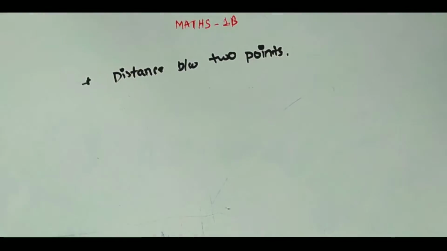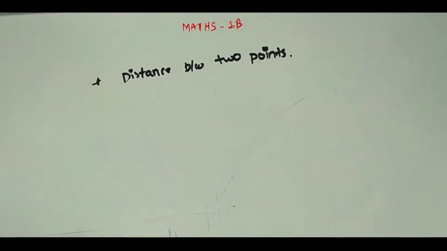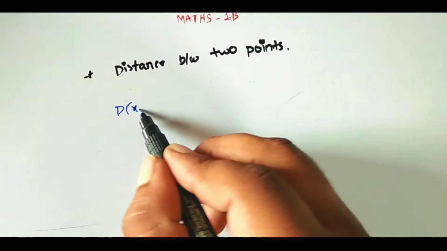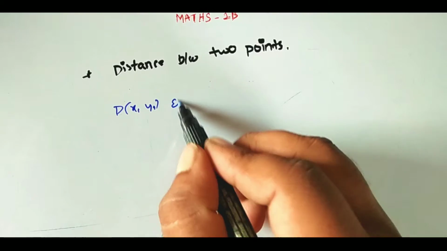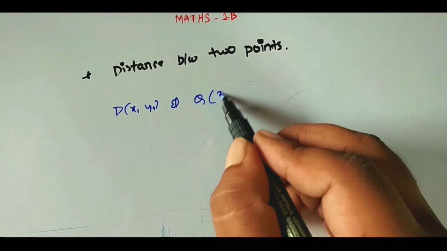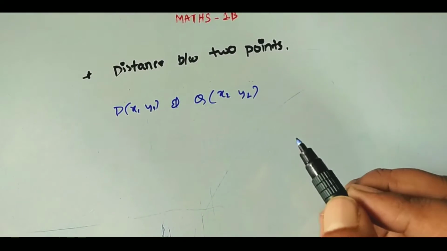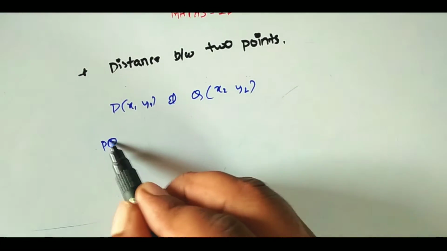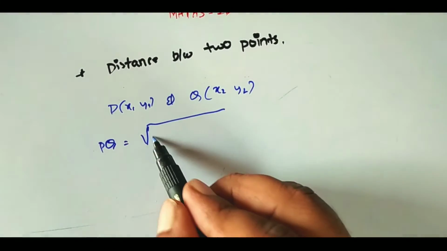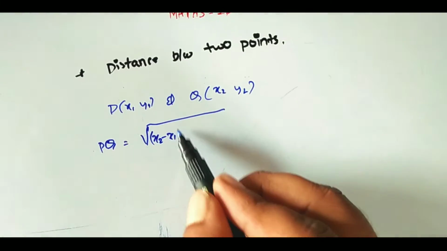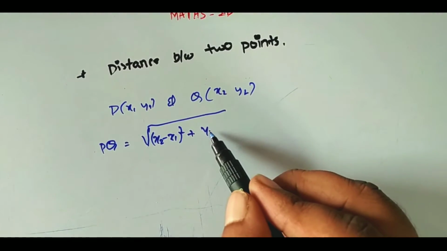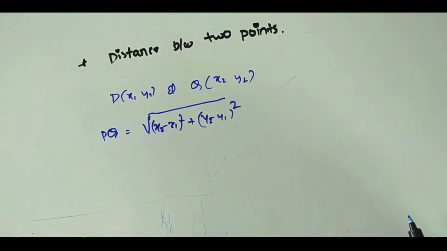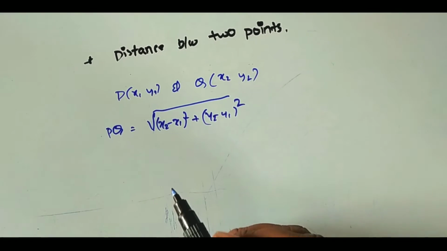Here we take 2 points P and Q. P point has x1 and y1, and we take Q point x2 comma y2. These are the 2 points. Now the distance formula is PQ is equal to under root x2 minus x1 whole square plus y2 minus y1 whole square. Okay, this is the distance formula.